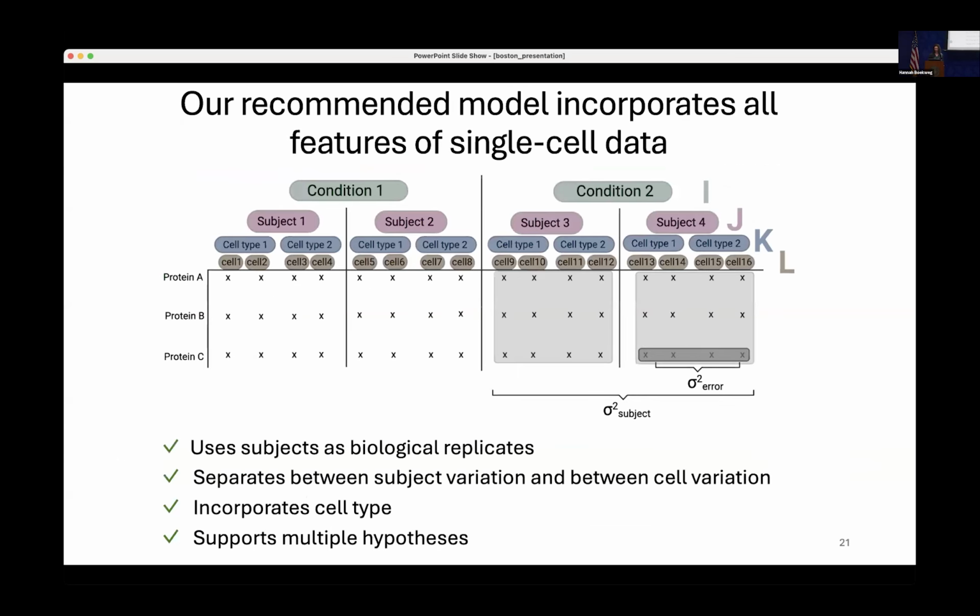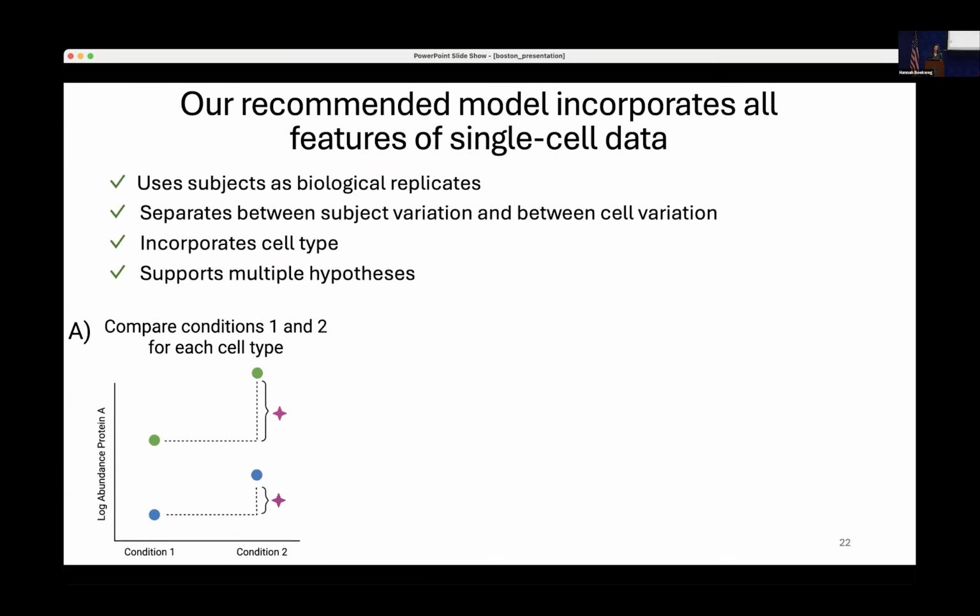All right, so finally, I will present our recommended model, which incorporates all the features of single cell data. It uses subjects as the biological replicate, and it separates subject variation and cell variation correctly. It incorporates the cell type, and it can support multiple hypotheses.